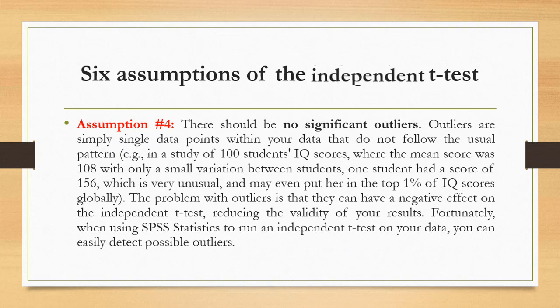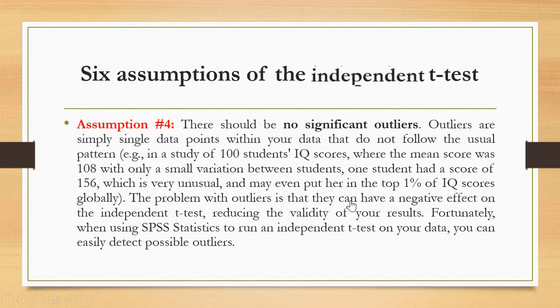Anyway, assumption number 4, there should be no significant outliers. As I told you, outliers are excessive values that do not fit the model. Outliers are simply single data points within your data that do not follow the usual pattern. For example, in a study of 100 students' IQ scores, where the mean score was 108, with only small variation between students, one student has a score of 156, which is very unusual, and may even put her in the top one percent of IQ scores globally.